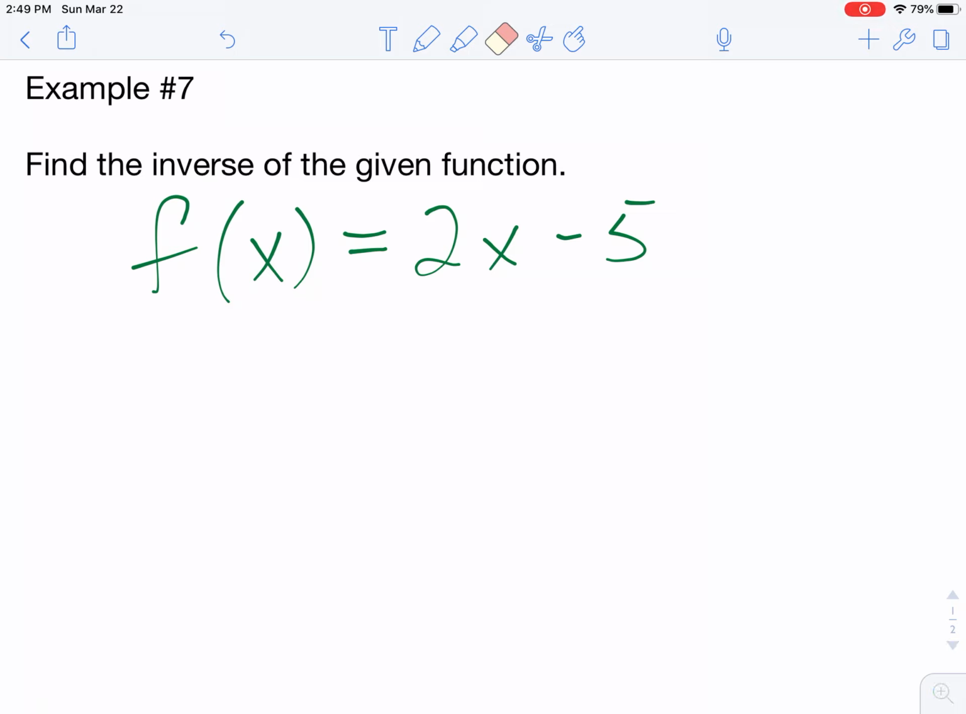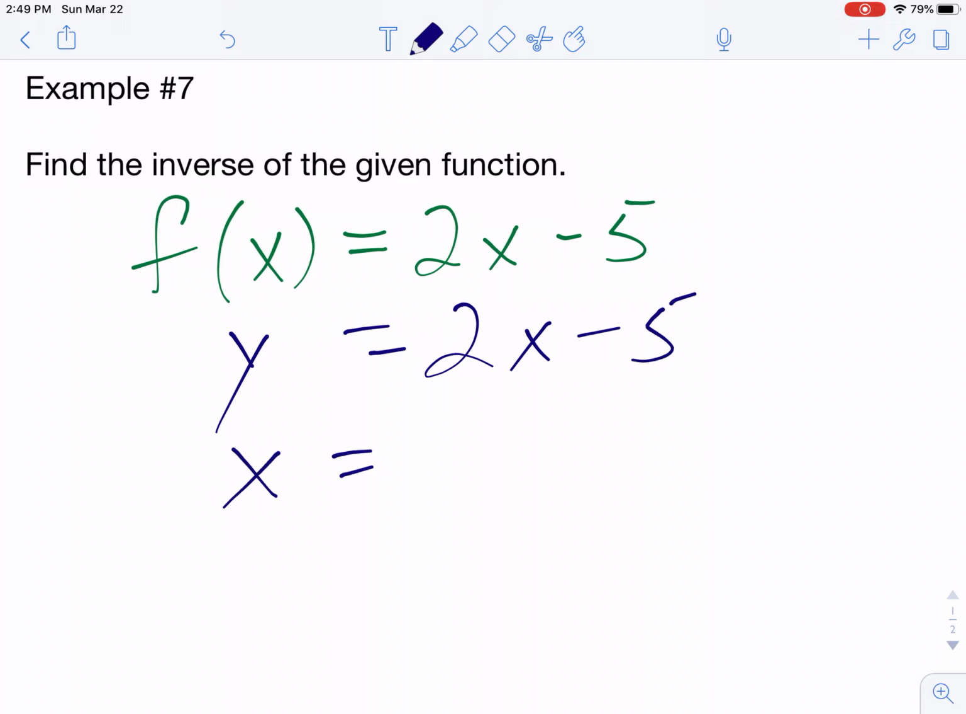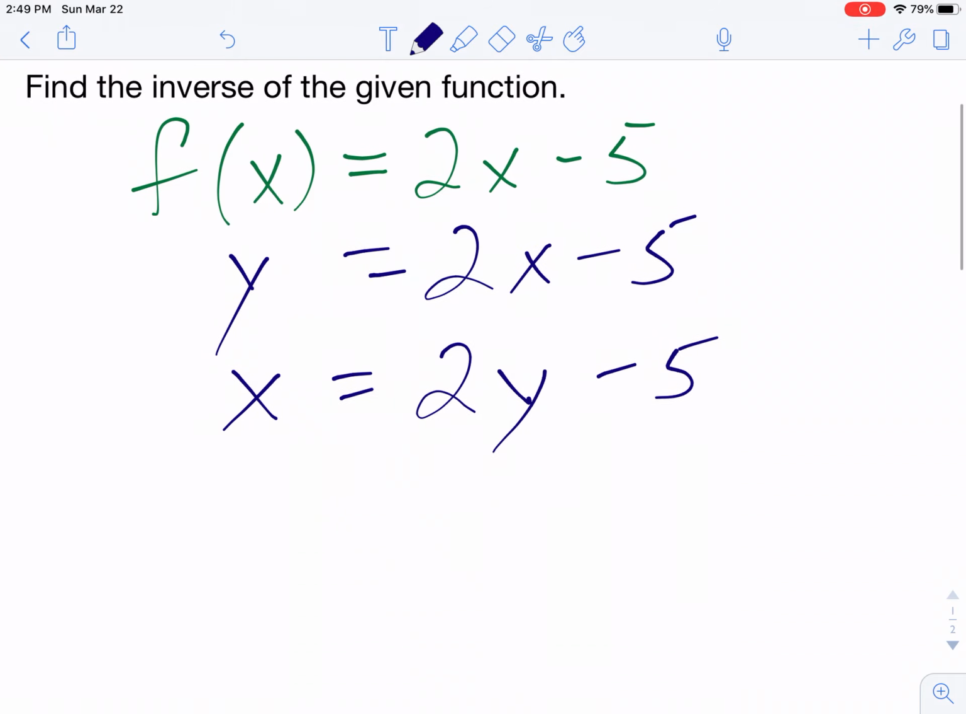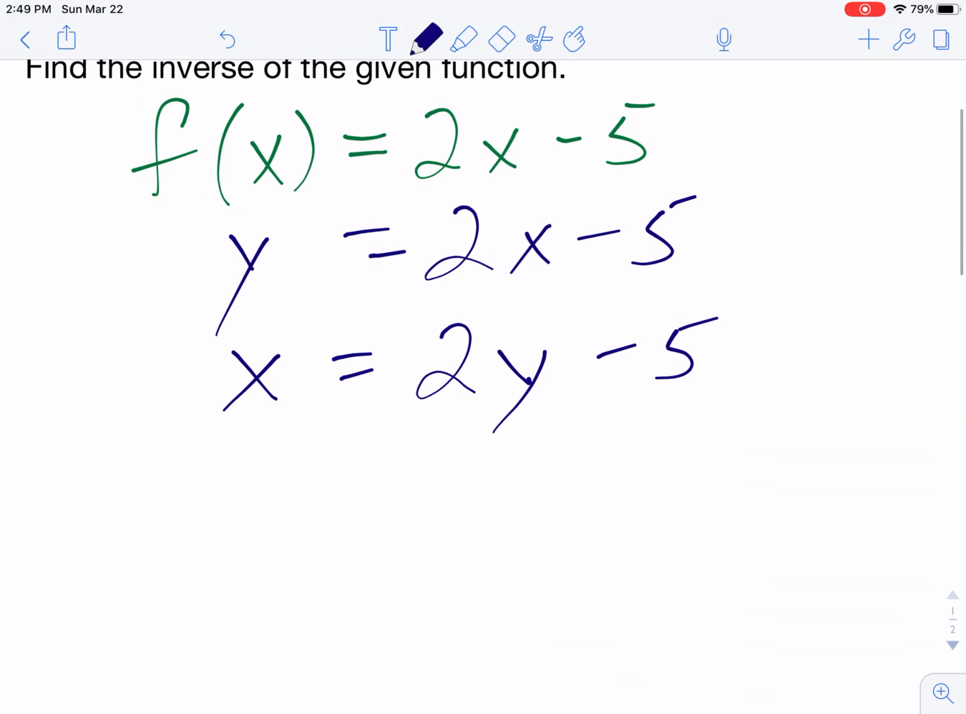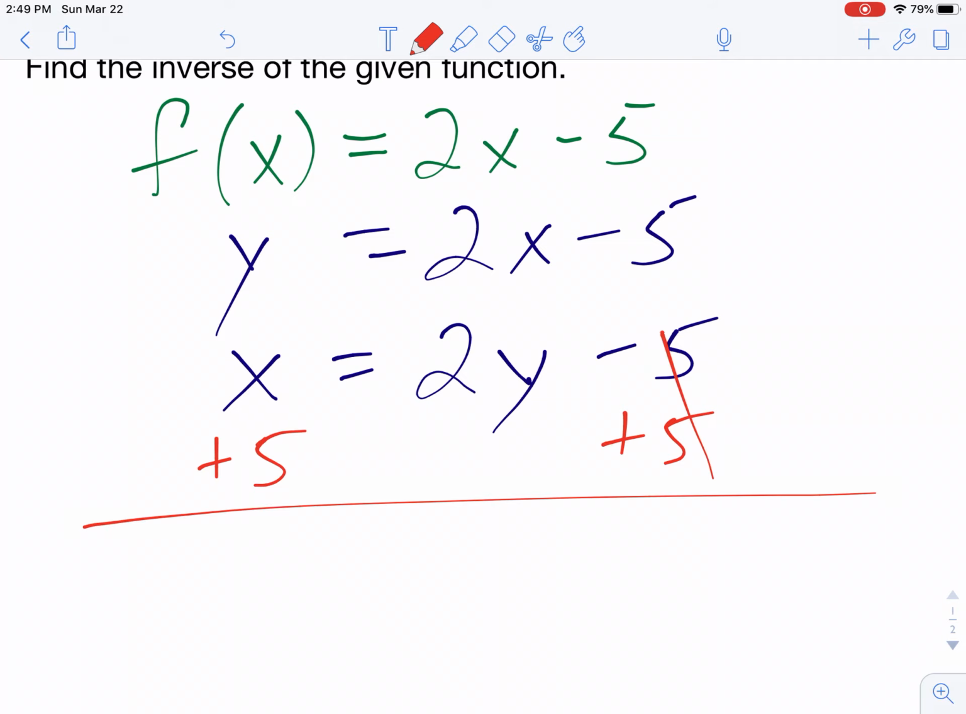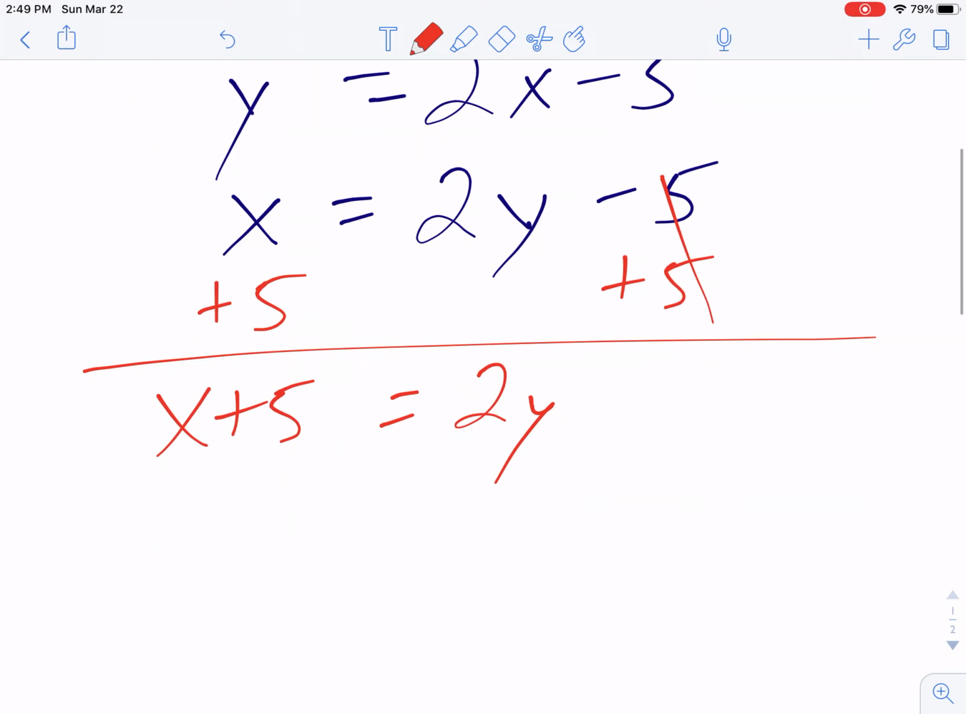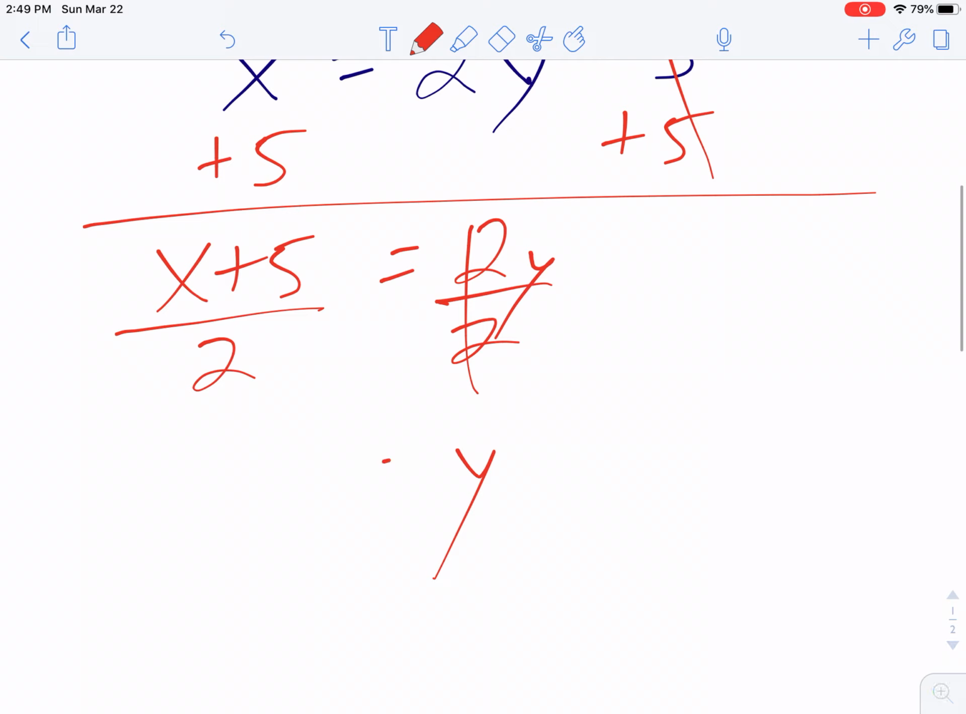The first step is to rewrite this as y equals, instead of f of x equals. The second step is to interchange x and y. And then we're on to solving for y. The third step is just to solve for y. So this one, we're going to add 5 to both sides. We're trying to get y by itself. And then we divide by 2. So we got y by itself. We got x plus 5 over 2.